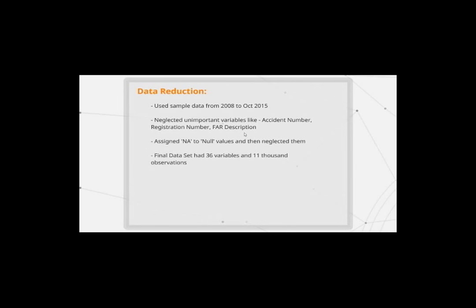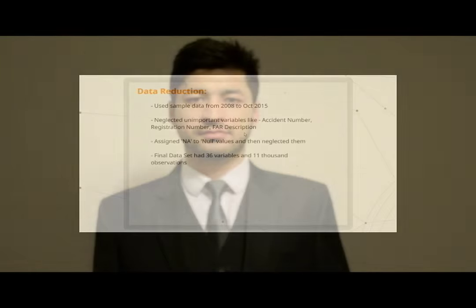We did data reduction. We used sample data from 2008 to October 2015, neglected unimportant variables like accident number, registration number, etc. We assigned NA to some null values and then neglected them. The final data set we had consisted of 36 variables and 11,000 observations. Now Zibal will take you through various visualizations that we built to describe our analysis.